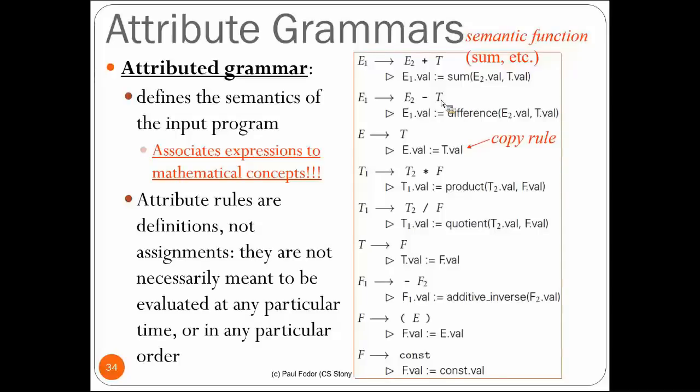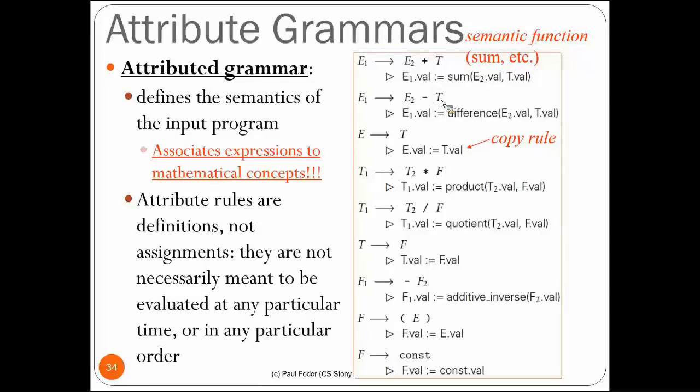So attribute grammars define the semantics of the input program. It associates expressions to the mathematical concepts of the program. Attribute rules are definitions. They are not really assignments. They are not necessarily meant to be evaluated in any particular order or at any particular time. There are different types of grammars which dictate the order in which these attributes are computed, and in most cases we have actually only two types.